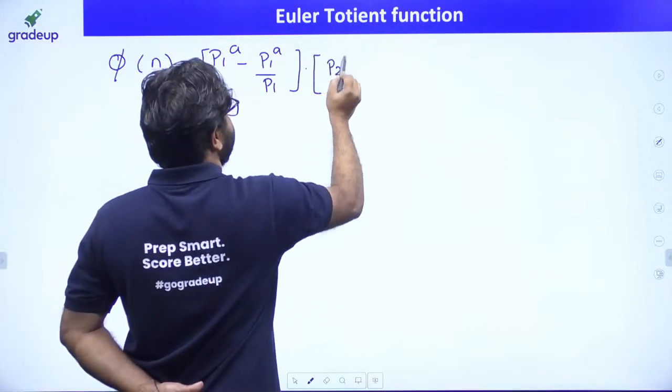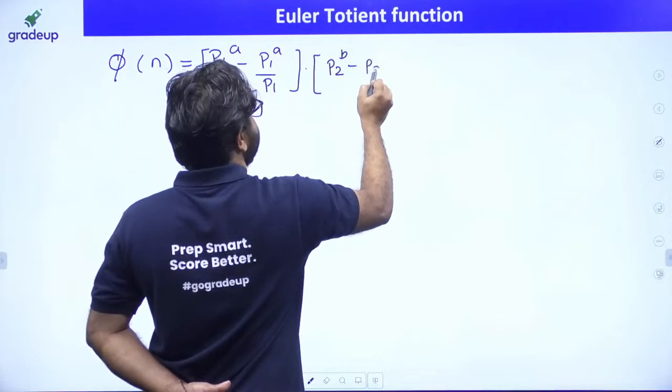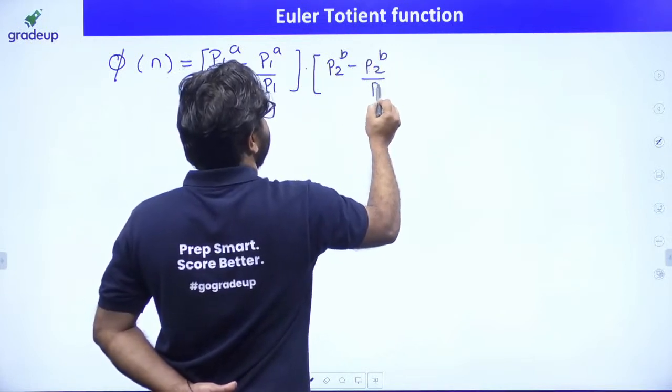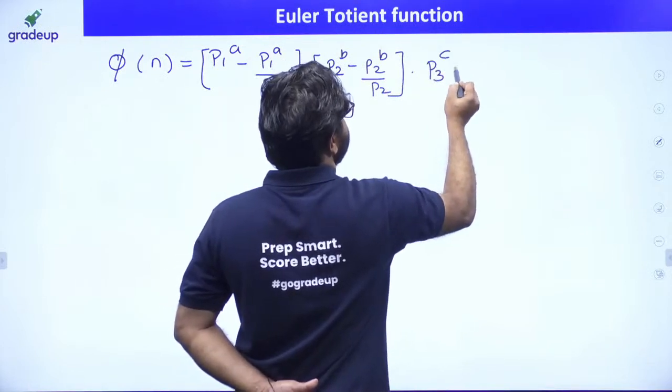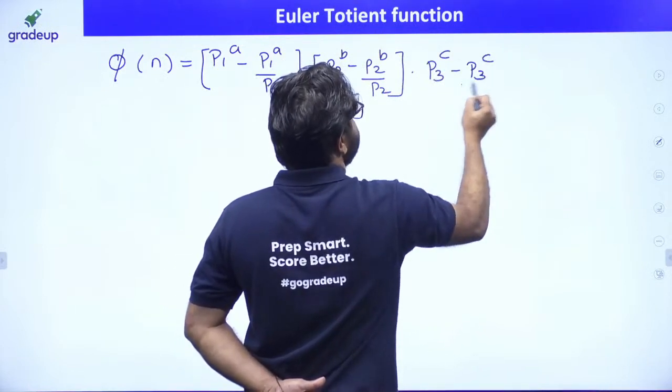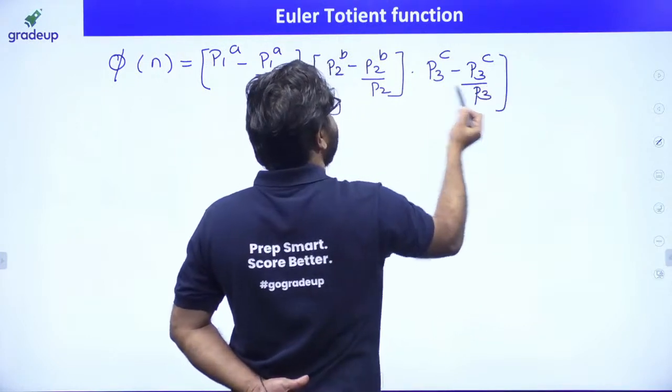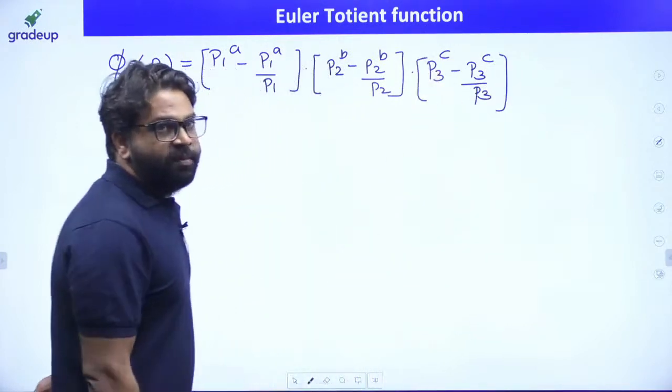After that you will be getting P2 raised to B minus P2 raised to B divided by P2, and then after that what will you be getting? After that you will be getting P3 raised to C, and here also P3 raised to C divided by P3. Now what will happen? Try to take something common in between.